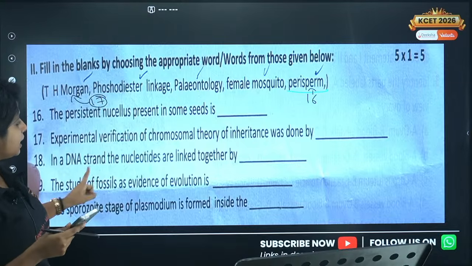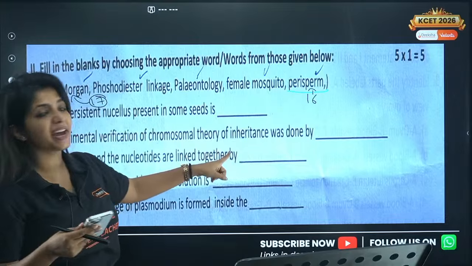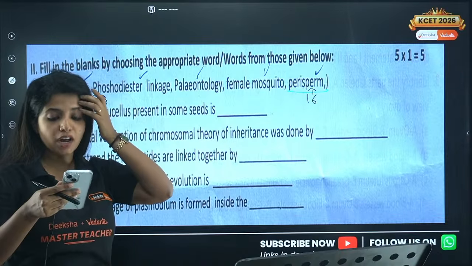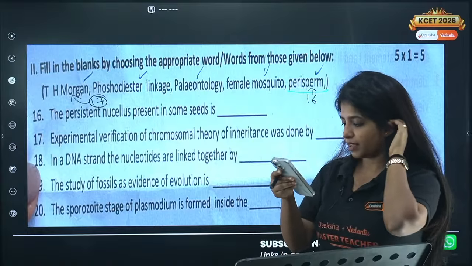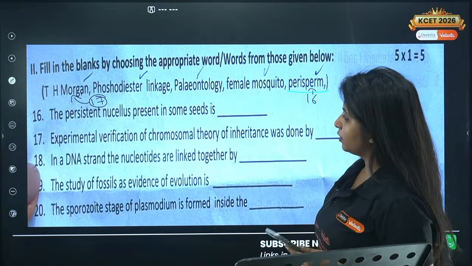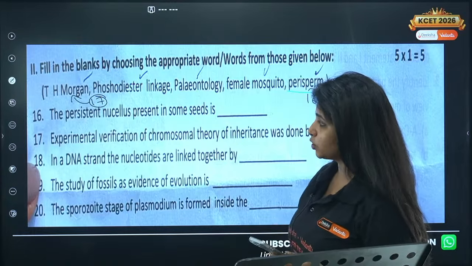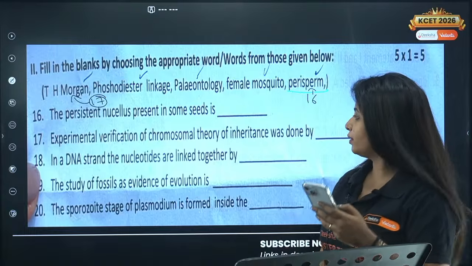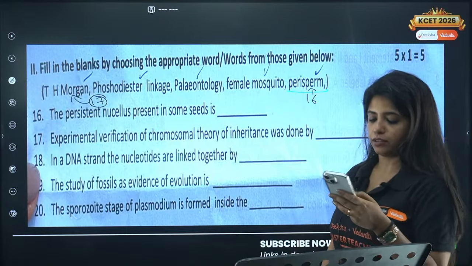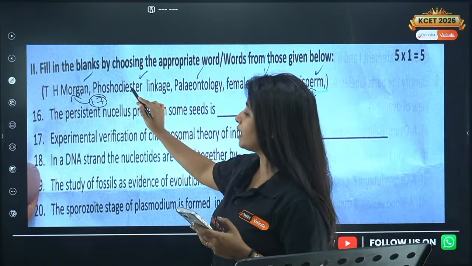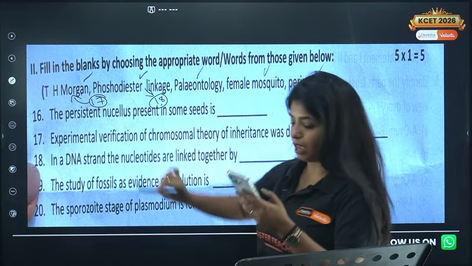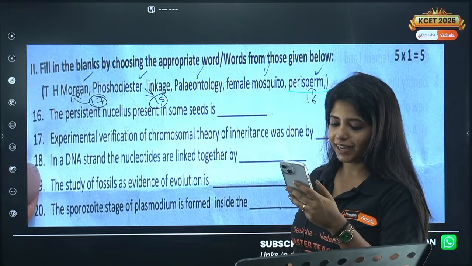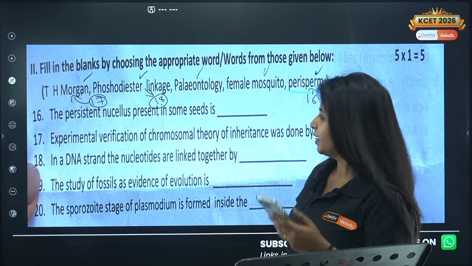Okay, now in a DNA strand, the nucleotides are linked together by what? Perisperm, 17th Morgan. Okay, try this question. In a DNA strand, the nucleotides are linked together by what? They are linked together by phosphodiester linkage. So your answer for this question would be 18. Again, we have studied the structure of this, right? Yes, you're correct. Next question.